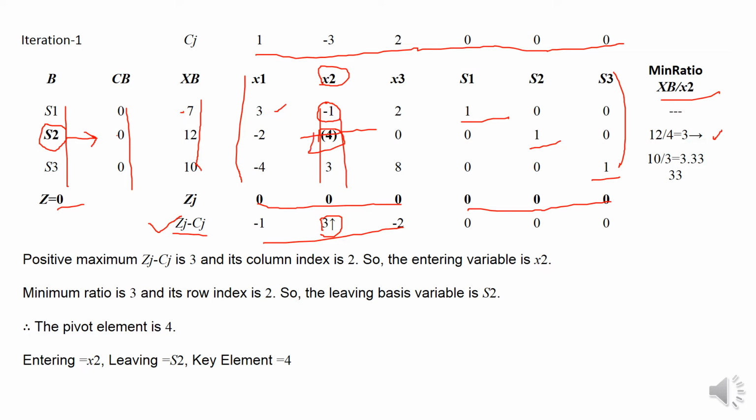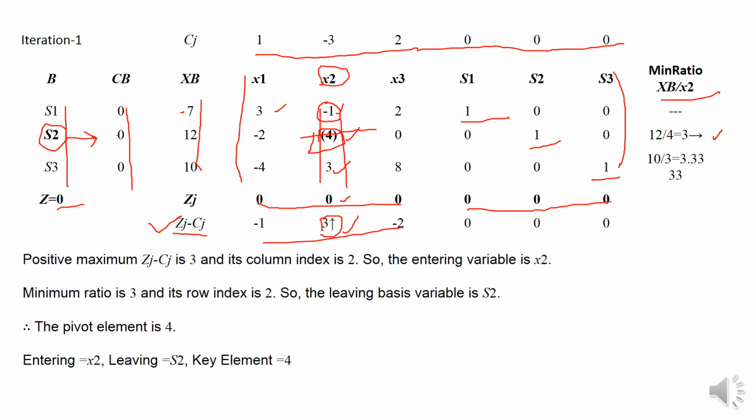We divide this row by 4 and get 1 in the pivot element, and with the help of this row we make all the constraint elements in this column 0, as well as in zj minus cj. Zj will change, but not with the help of this; we will add Cj to Zj minus Cj and we will get the corresponding values.